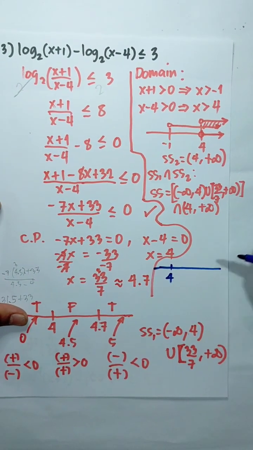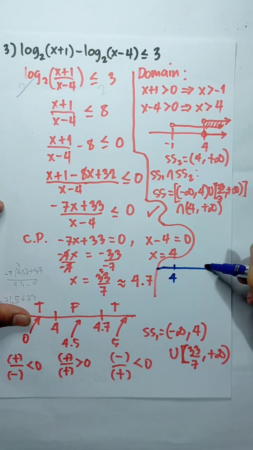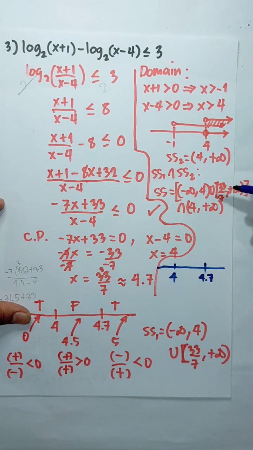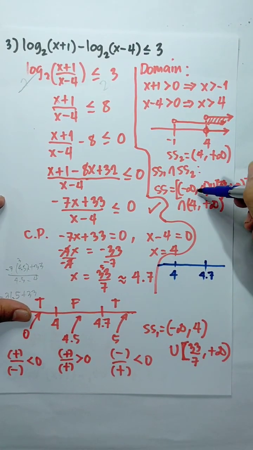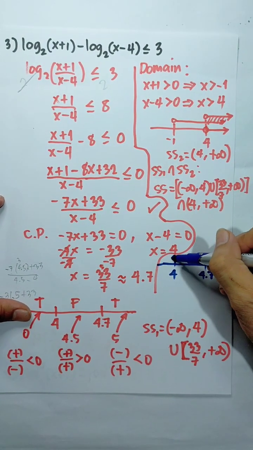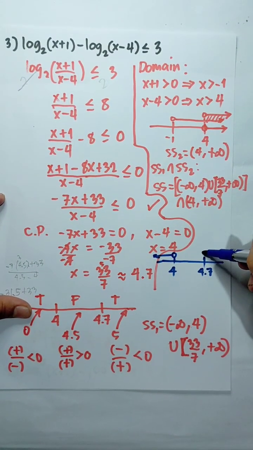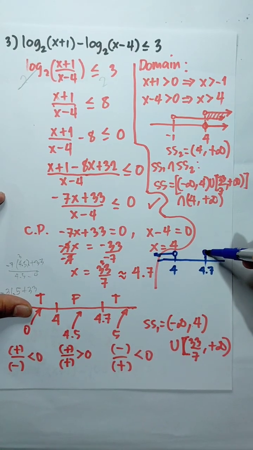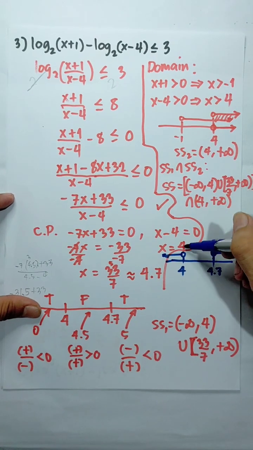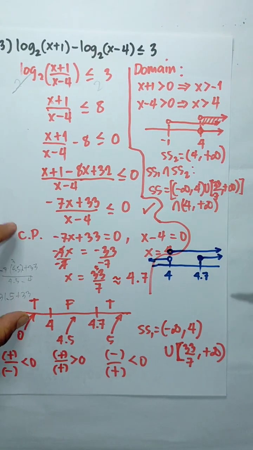Okay, and then the other one is 33 over 7. That's approximately 4.7. Let's take that 4.7. And then let's plot this one. Here, that's from negative infinity, open, to 4. And then union with 33/7, that's closed, to positive infinity. And then this one, the intersection of this one is from 4 to positive infinity.